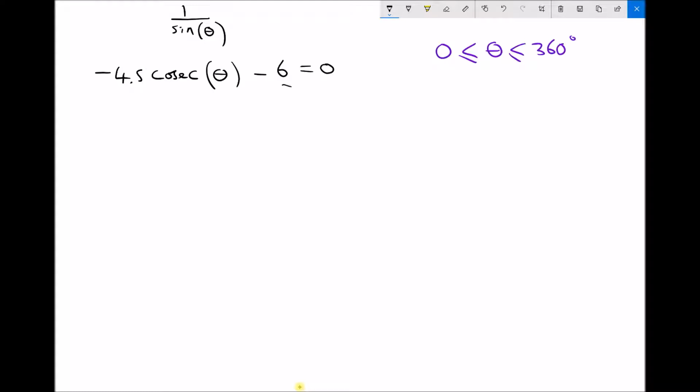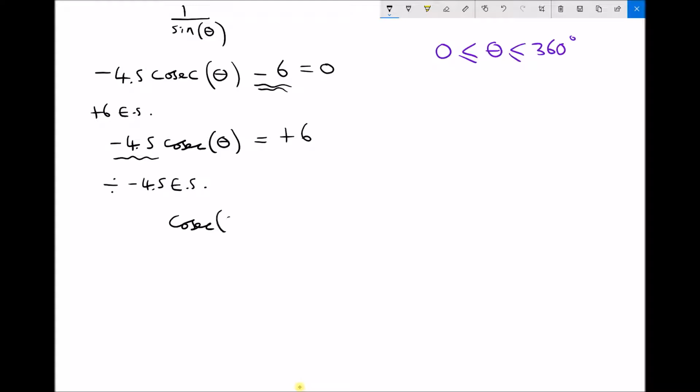And the first thing we're going to do is add 6 to each side to remove this term here that doesn't contain cosec theta. Adding 6 to each side gives us minus 4.5 cosec theta equals plus 6. And the next thing we're going to do is divide each side by minus 4.5 to isolate cosec theta. Dividing the left side by minus 4.5 gives us cosec theta on its own.